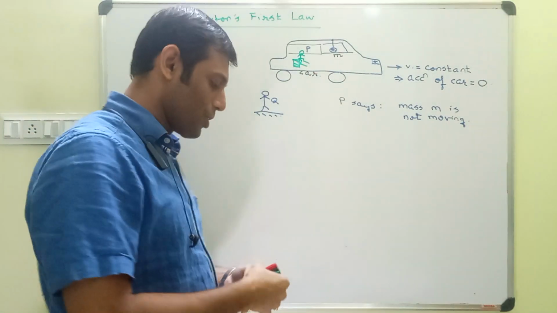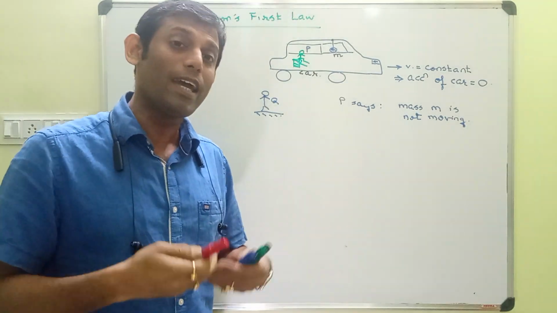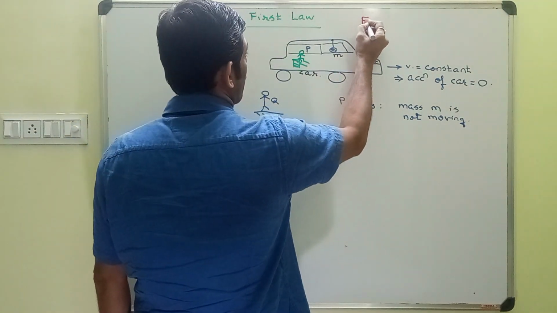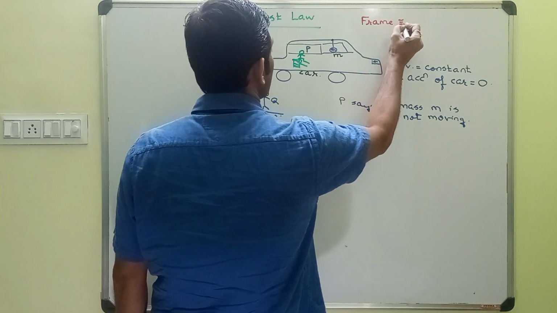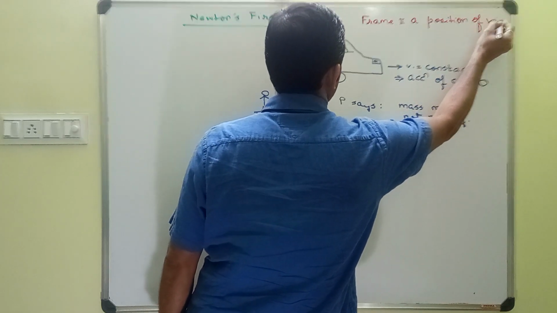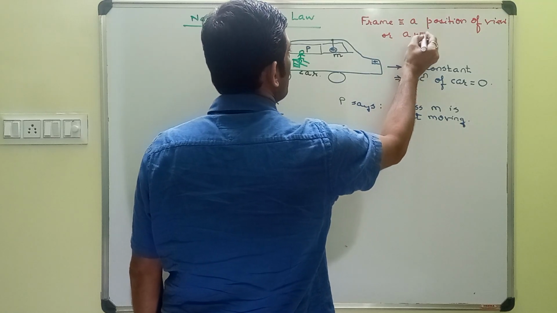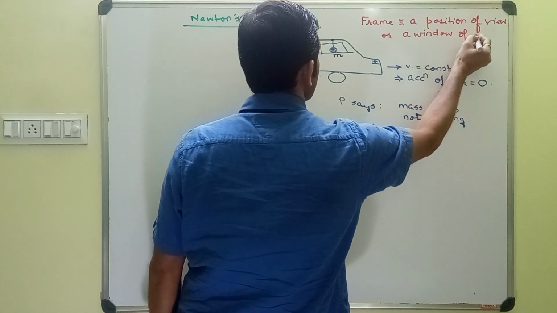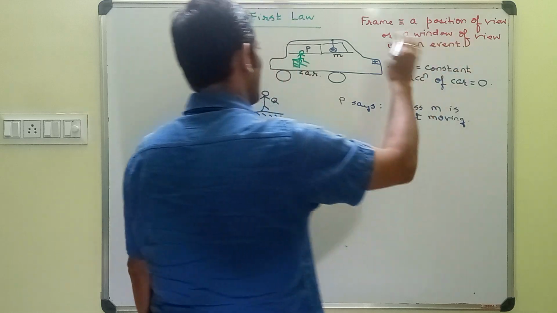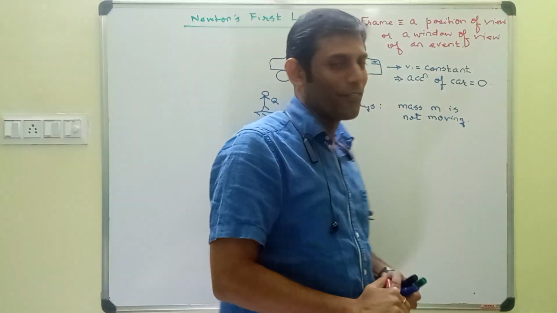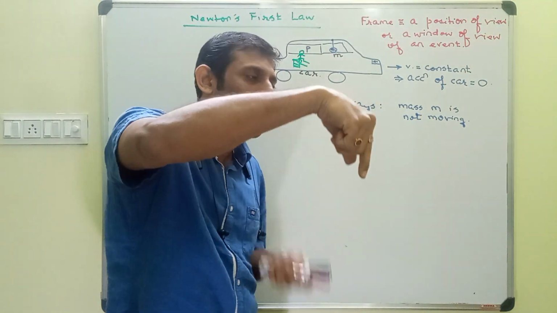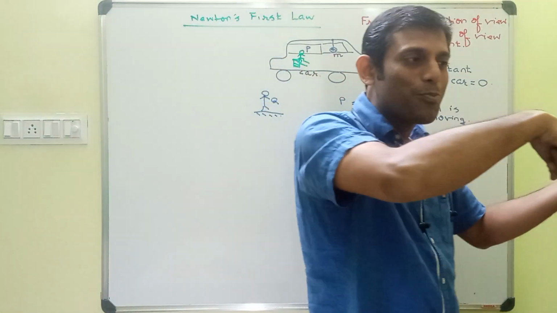from inside the car. And this is where we come with a new term. We are introducing a new physics term, and that term is called frame. And what is frame? Frame is, let's say, a position of view, or a window of view. Of what? What are you viewing? Of an event. And what is the event? That the object is hanging from the ceiling of the car. The object is hanging from the ceiling of the car and it's moving horizontally along the car. As the car is moving, the object is moving.